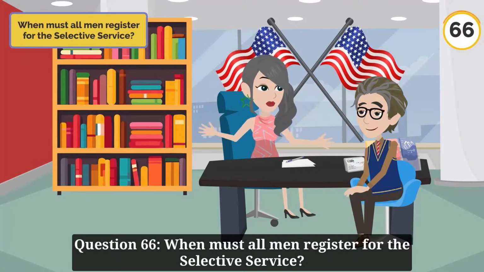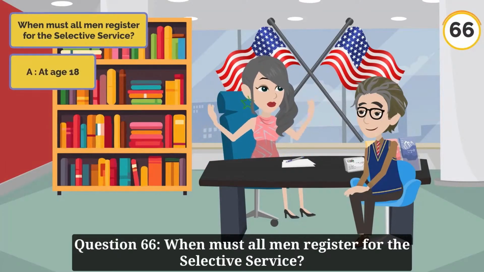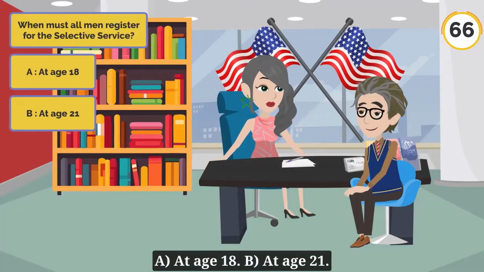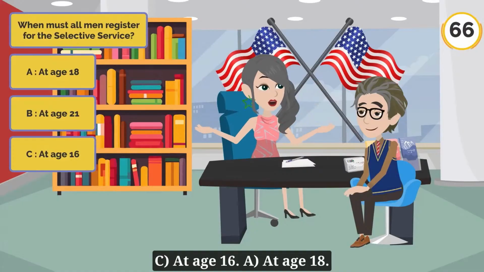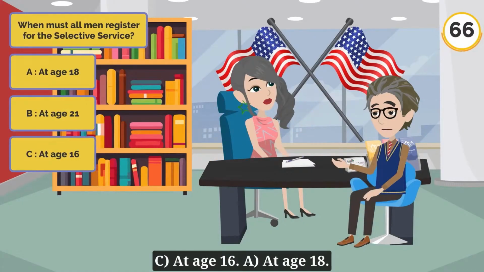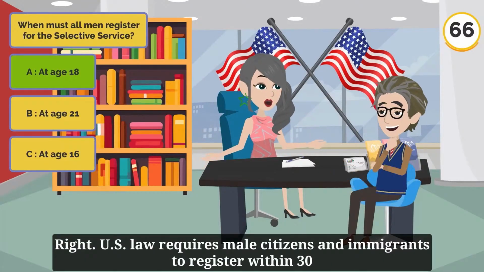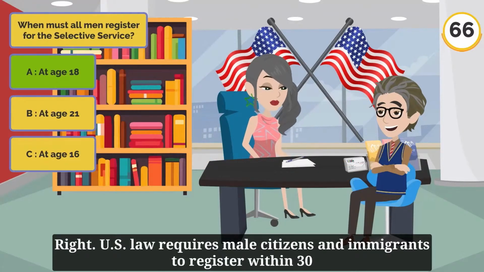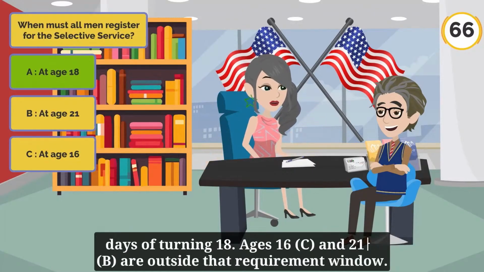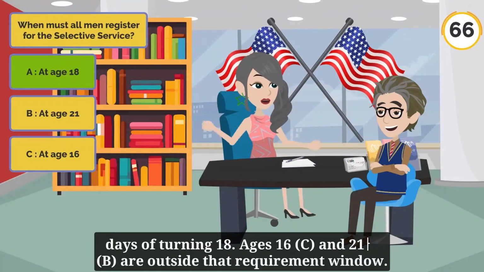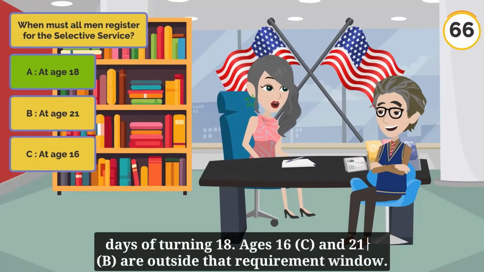Question 66. When must all men register for the Selective Service? A. At age 18. B. At age 21. C. At age 16. I'll go with A. At age 18. Right. U.S. law requires male citizens and immigrants to register within 30 days of turning 18. Ages 16, C, and 21, B, are outside that requirement window.